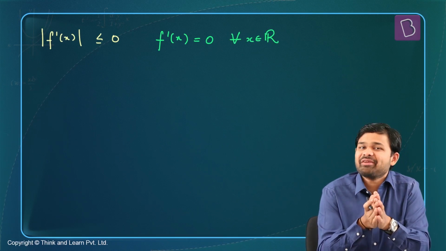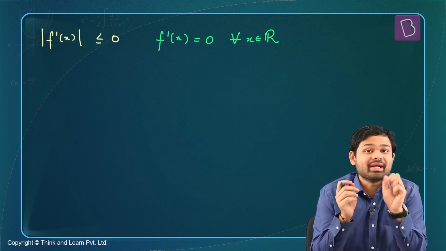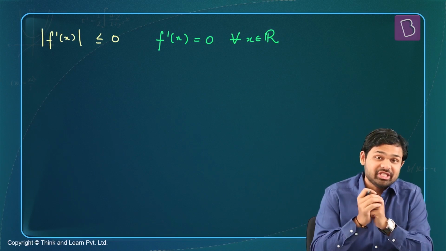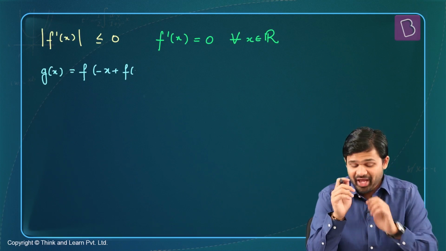An amazing result that we've just found out. F dash of x is a constant number, and that is equal to 0. We're going to make use of this fact when we're computing g dash of x. G of x has been defined as f of minus x plus f of x.